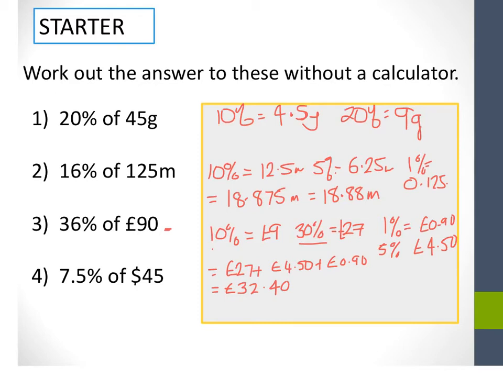And finally, the last question here, I would say that 10% was $4.50. So 5%, so if 10% is $4.50, then 5% will be half of that. So 5% is going to be $2.25.